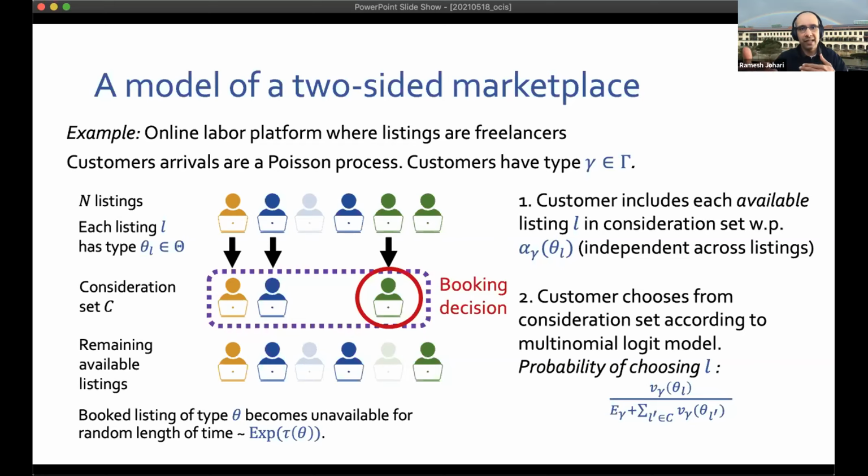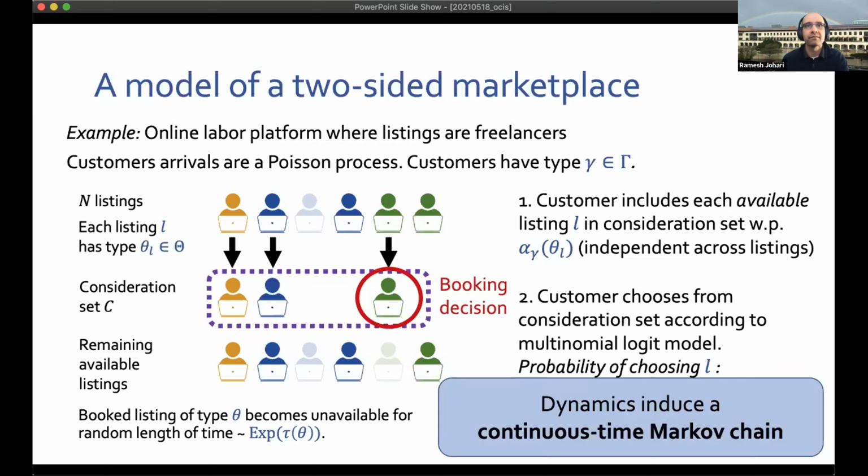So the booking dynamics are, there's some available inventory, some booked inventory. Customers arrive one at a time. They form a consideration set. They make a choice that changes what's available in the market as seen potentially by the next customer who arrives, and the cycle repeats again. So I guess the main point to take away from this slide is that this way of structuring the dynamics induces a continuous time Markov chain, specifically with the state vector being the number of available listings in the market.